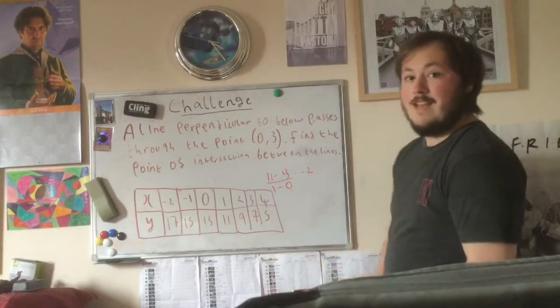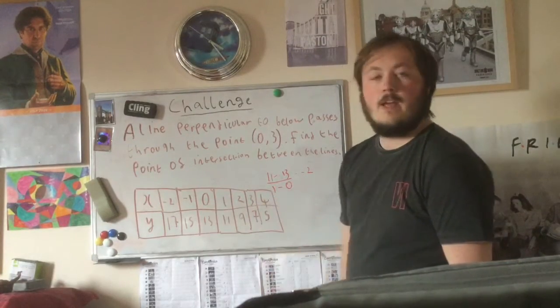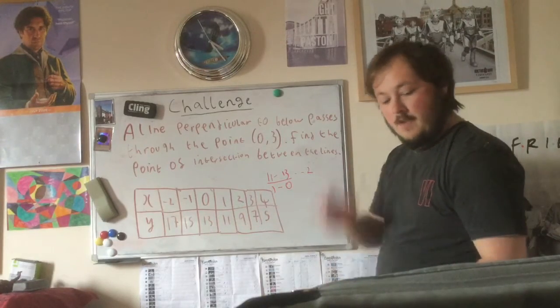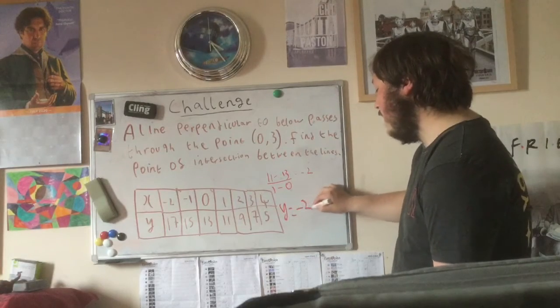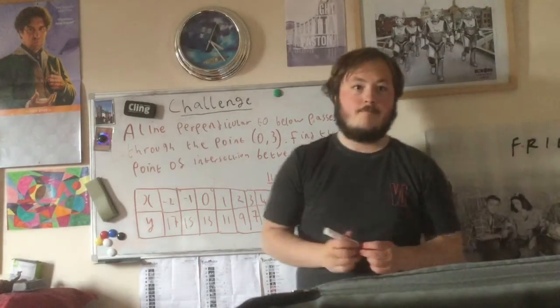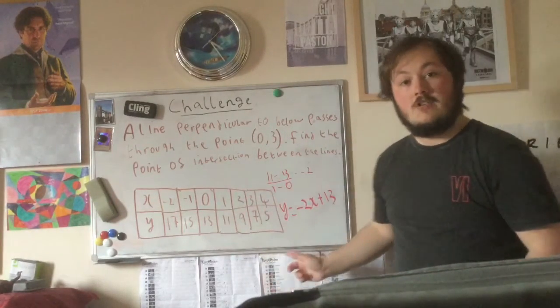What's the y-intercept? Well, the y-intercept is the point where it goes through the y-axis, which in this case is 13. So the equation of this line is y equals negative 2x plus 13. So that's step one. We have found our equation.